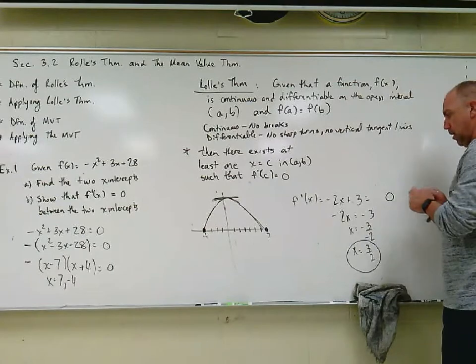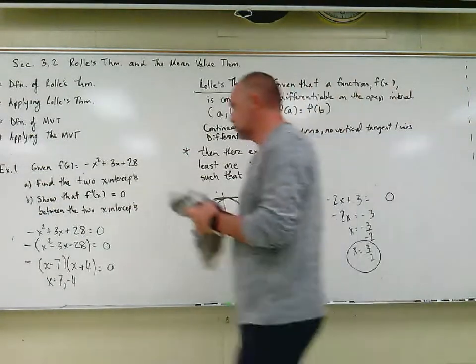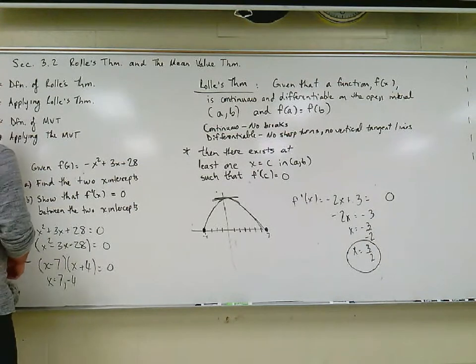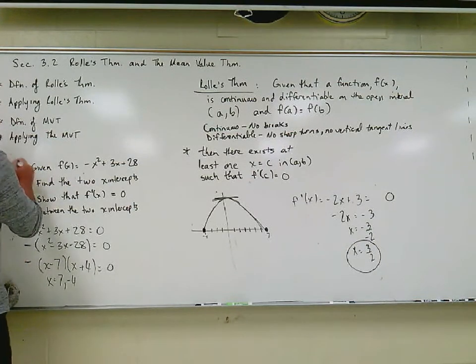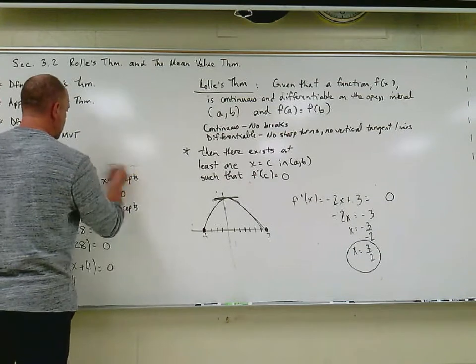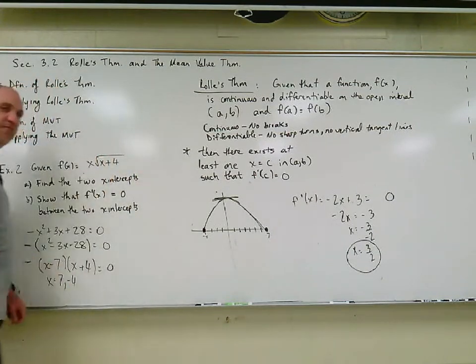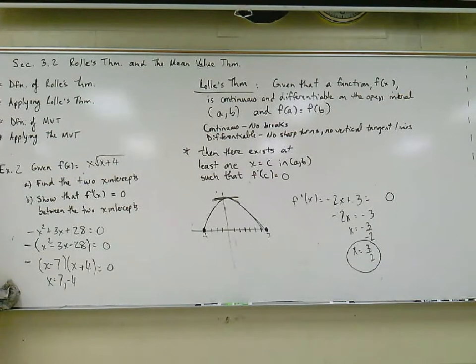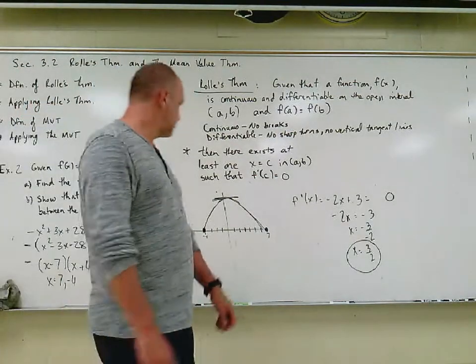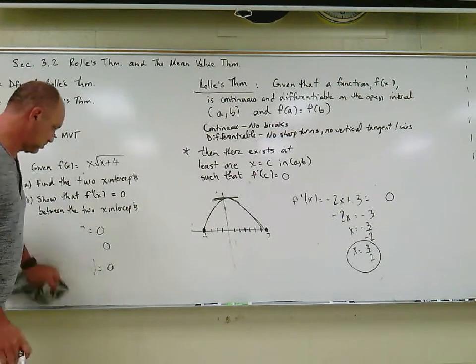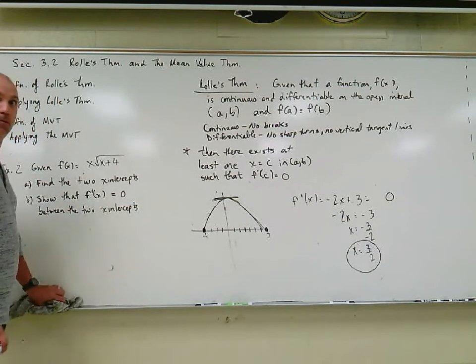Okay. All right. So just erase this function. I'm going to put example 2. I'm going to give you a new function. Given f of x is x times the square root of x plus 4. And let me give you a hint. It's already factored. There's two x-intercepts. That should help you.